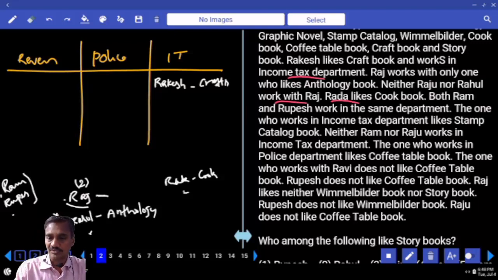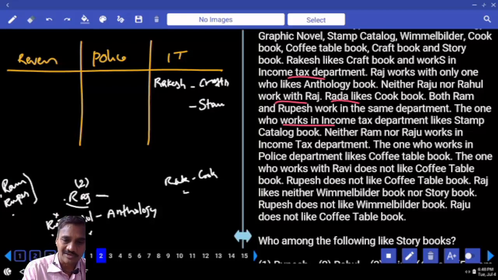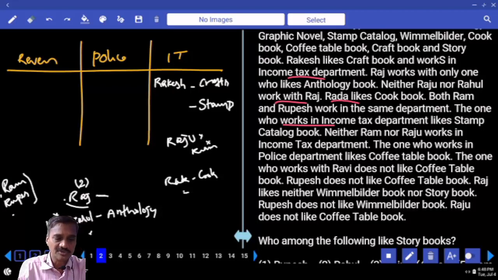The one who works in the income tax department likes stamp catalog book. Then neither Ram nor Raju works in income tax. Raj is not working in this one, and neither Ram nor Raju. Raju is not working in this one, and Ram is also not working in this. Rupesh is also not working in this one.